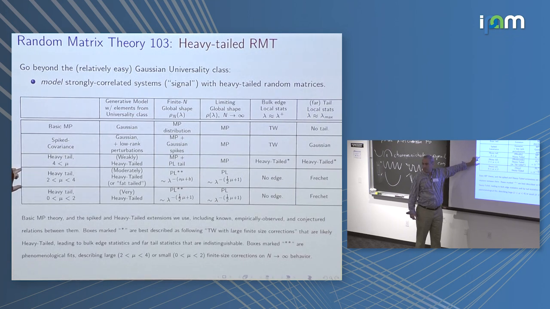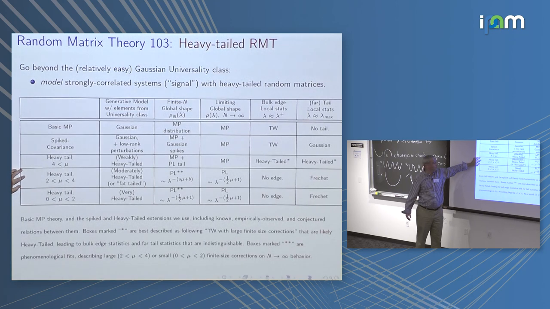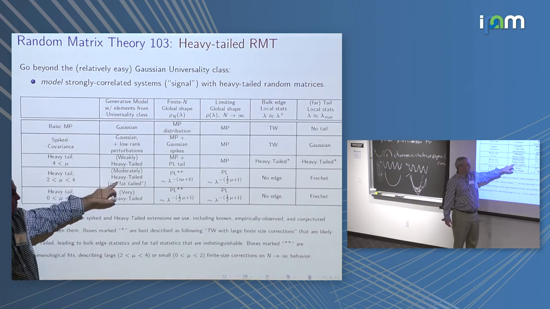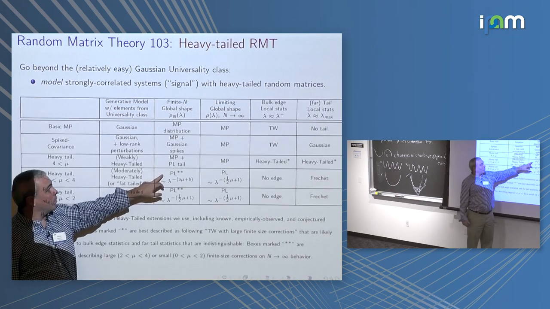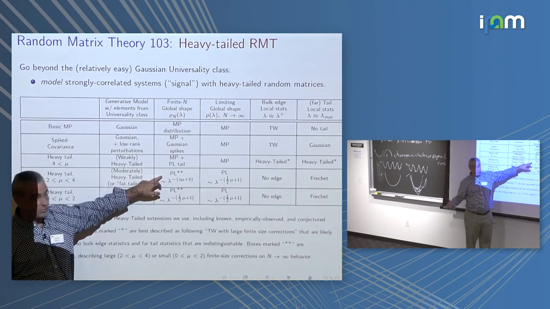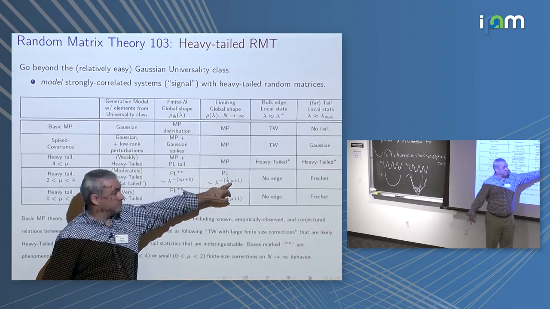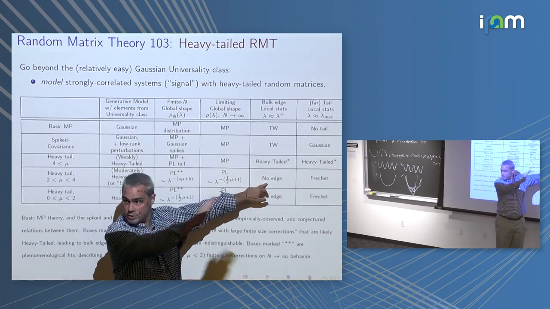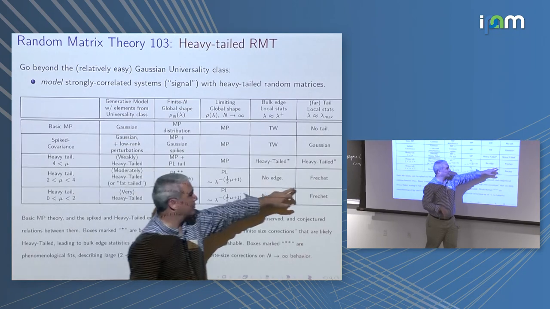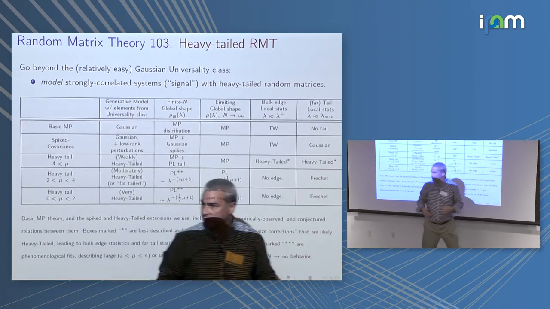If you're between 2 and 4, you can guess where all the interesting results are. Right? So if you're between 2 and 4, you're moderately heavy-tailed. Sometimes they call it fat-tailed. You get power law on the empirical spectral distributions. The value of the parameters may be different than the underlying model because of the finite size corrections. You do not have an edge because you go out forever. You could ask about truncated power law fits, and you get Fréchet local statistics.